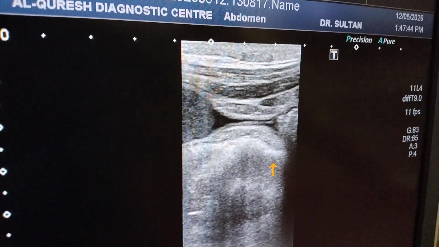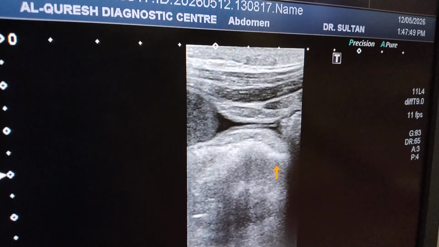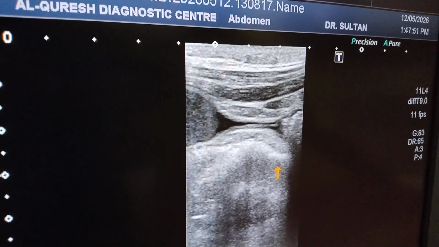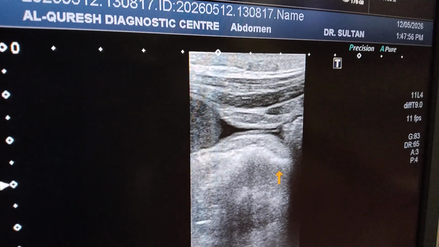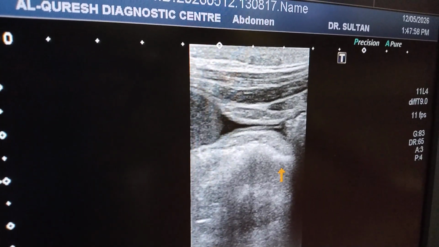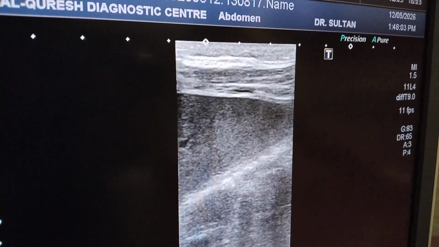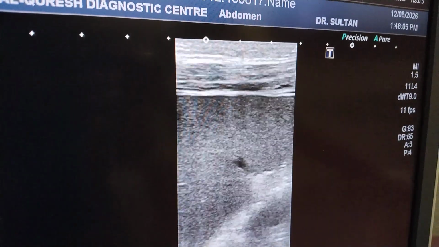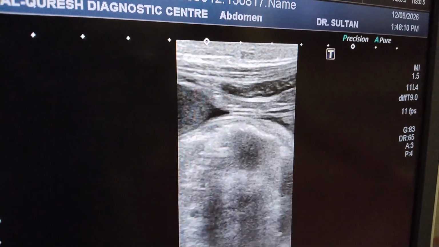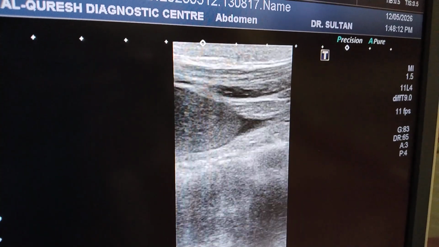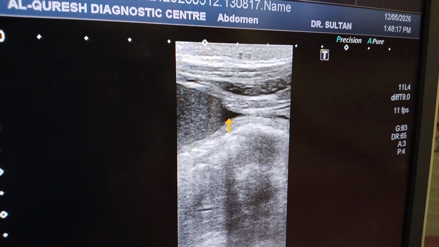is a passive hepatic congestion characterized by the dilated hepatic veins, non-responsive dilated IVC. So this is the whole findings in this 40-year male patient. Minimal ascites is also present. We can appreciate this one.